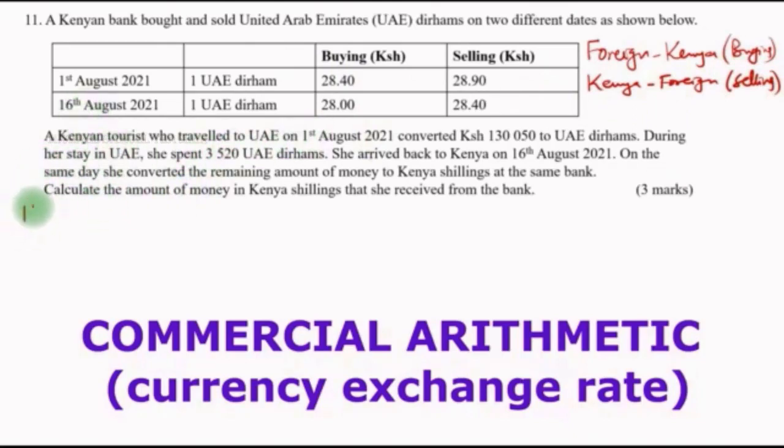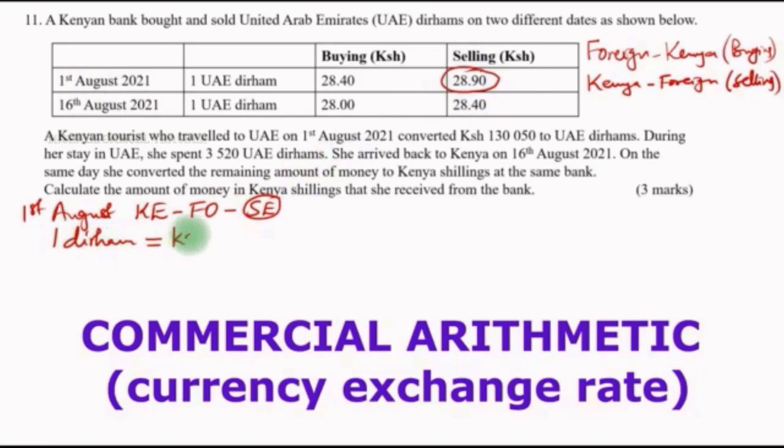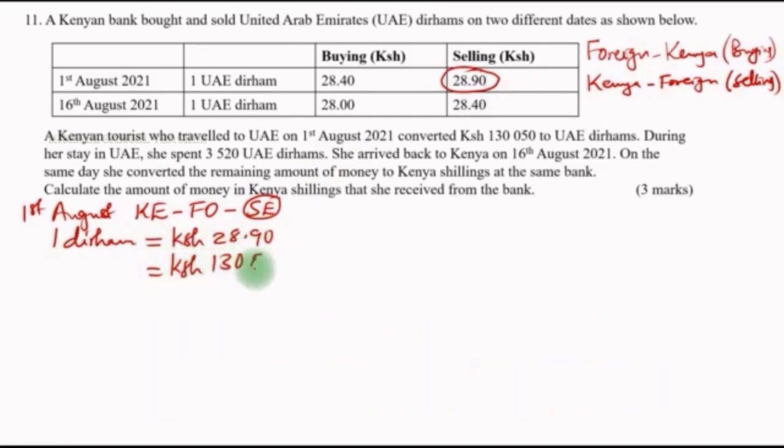So on 1st August, we converted Kenyan shillings to UAE dirhams, that is from Kenyan currency to foreign currency, so we use the selling column rate. The exchange rate here, for 1st of August, we use this part. So 1 dirham is equivalent to how many Kenyan shillings? That is 28 shillings 90 cents. Therefore, the tourist converted 130,050 shillings to dirhams. How many dirhams is it? We divide, and we shall get 4,500 dirhams.